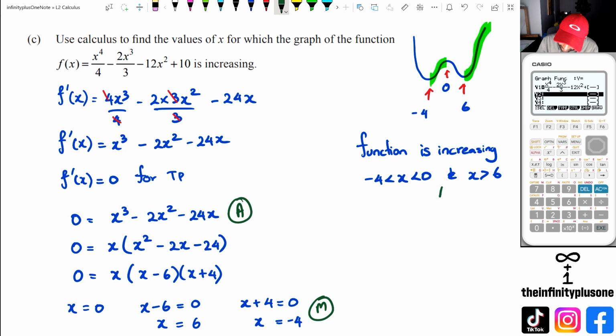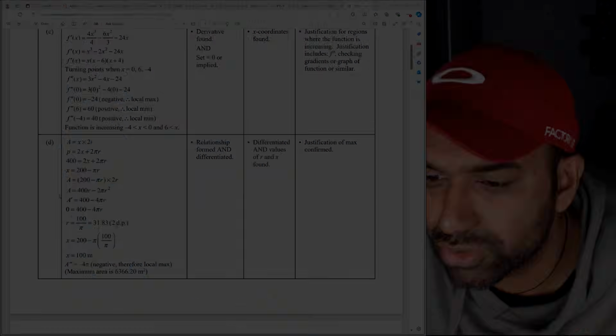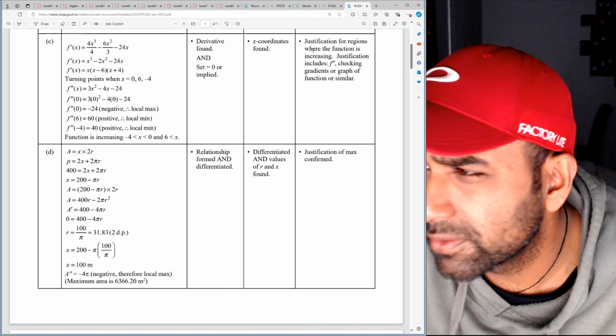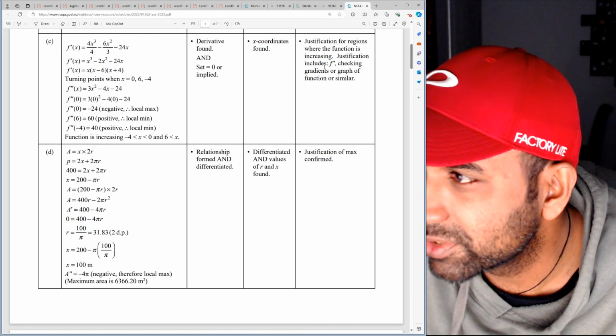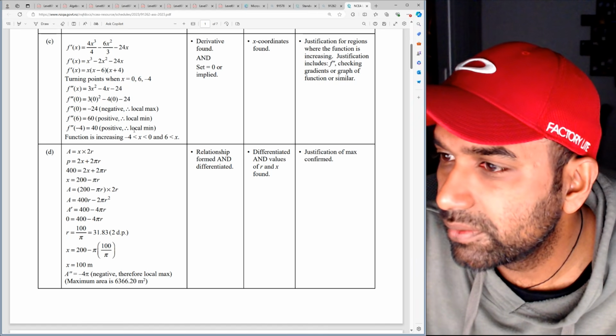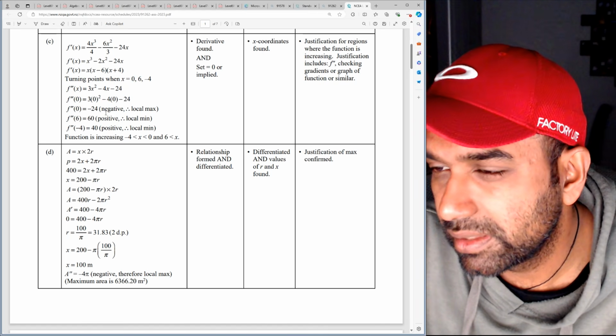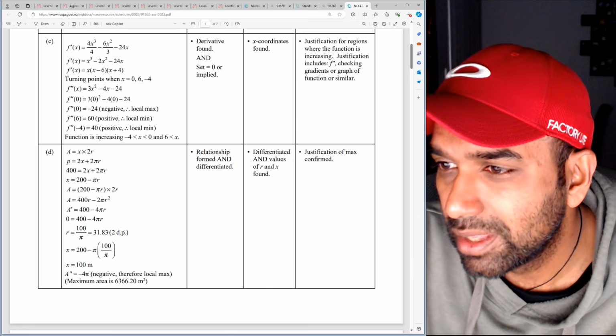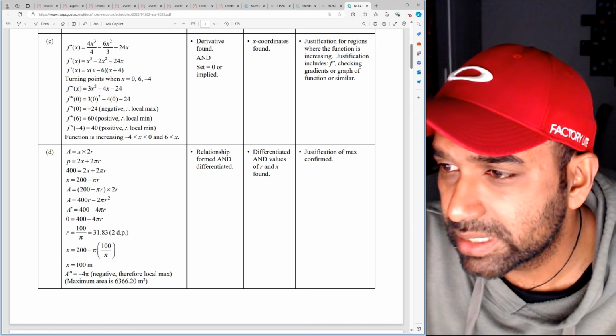And then for an excellence, you've got to actually get the zones right. Now, having a look at the answer schedule, where is it? Here we go. So you can kind of see that justification for regions, where function is increasing. As you can see, we didn't actually figure out the local max, local min, or any of those things, because we didn't really need to do that. But what we did say was that the function is increasing.